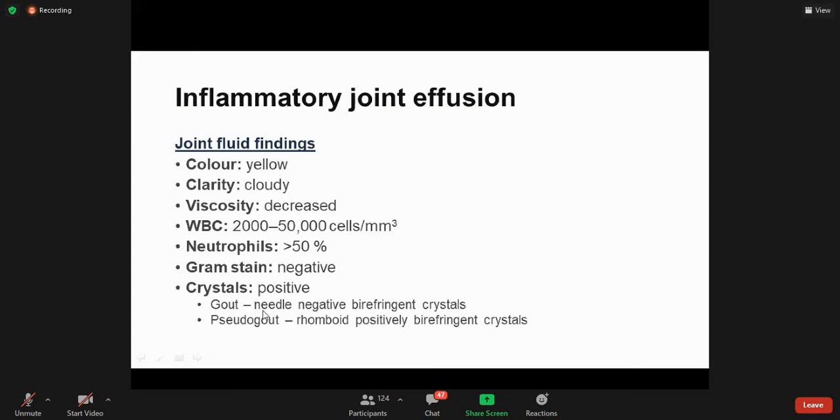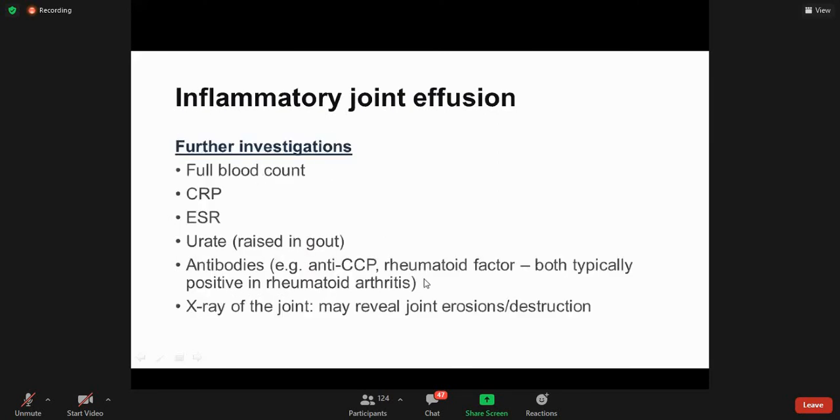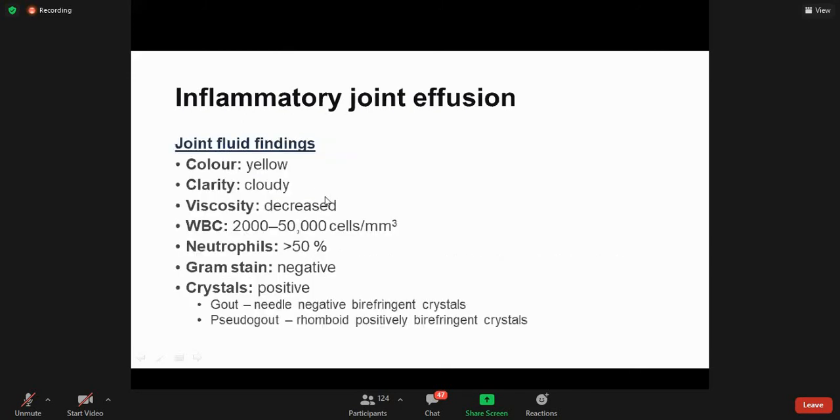ये आपको पैथोलॉजी वाले भी बहुत अच्छे से बताएंगे माइक्रोस्कोपिक अपीयरेंस, ठीक है. In case of gout, you will find needle-shaped negatively birefringent crystals, and pseudo gout में rhomboid-shaped positively birefringent crystals. इनकी जो पैथोलॉजी है, why they are called birefringent or needle shaped, they will be shown to you in detail in the pathology department. सही है.